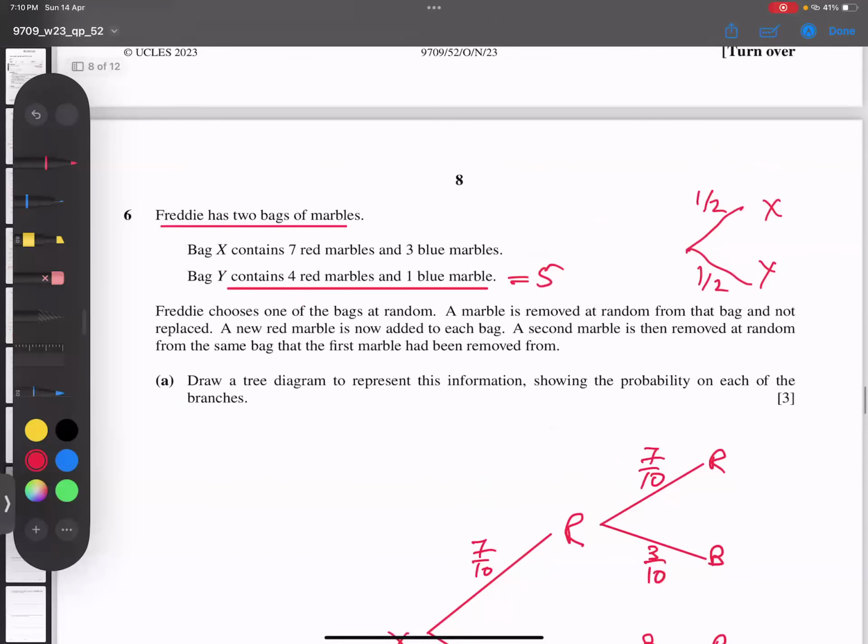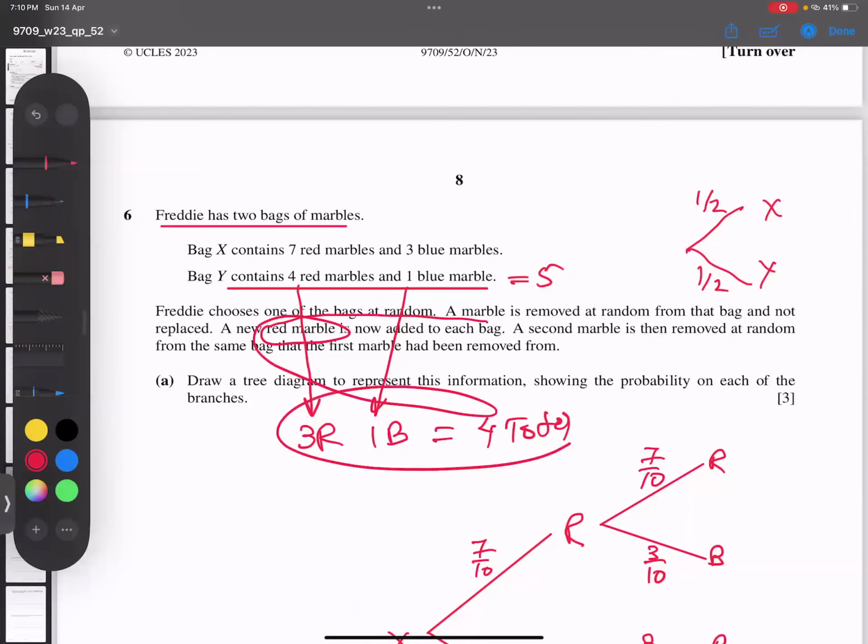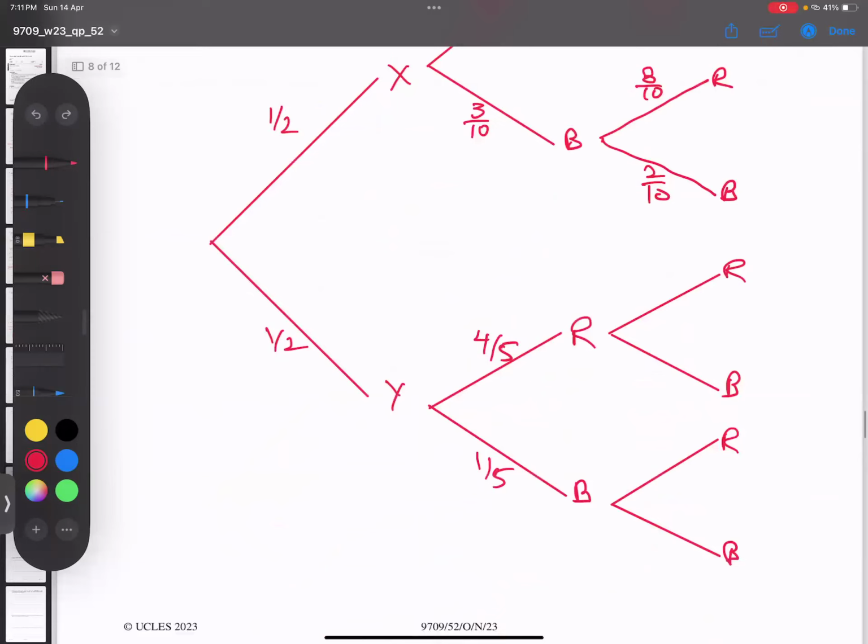Now listen up. When I have taken one red ball out, this becomes 3 and blue remains 1. 3 red and 1 blue, and total becomes 4. But now we added one red ball again inside. So when I add one red ball inside, this becomes 4 and this becomes 5. The same situation comes as from the beginning. So it means I will write here the same, 4 upon 5 and 1 upon 5.